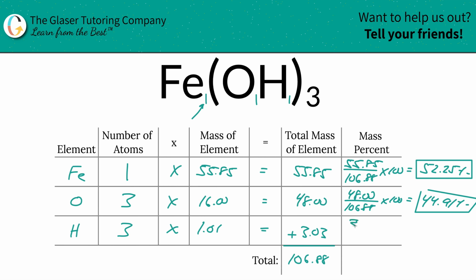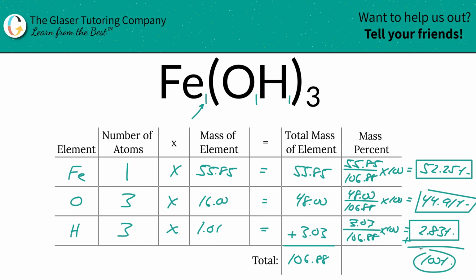So 3.03 total mass of hydrogen here, divided by the total of the entire compound, 106.88. Multiply that by 100 to find the percent of hydrogen now, and this is going to be 2.83. All right, 2.83, and that's in terms of a percent. And what should happen if this is done properly? This should add up to be 100. You could do that as a quick check. Check yourself before you wreck yourself.